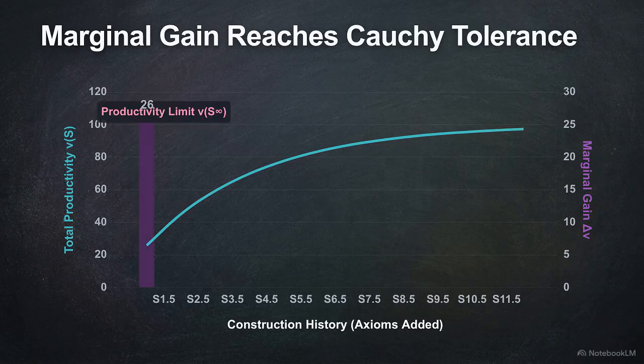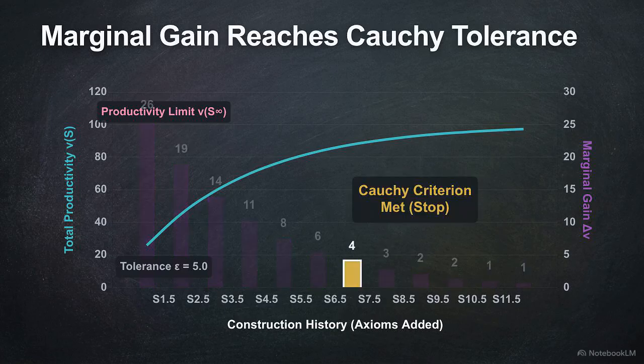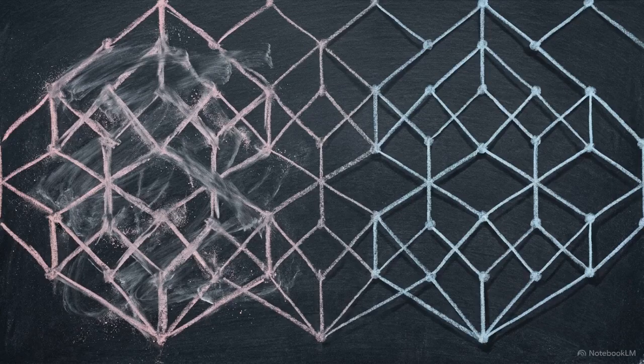We don't stop observing because the theory has reached a formal halting state. We stop when the marginal gain of adding new axioms, our first finite difference, drops below a predefined mathematical tolerance. For infinite systems, theory construction is not about exhaustive deduction. It is a continuous limit process, defined entirely by mathematical stabilization.